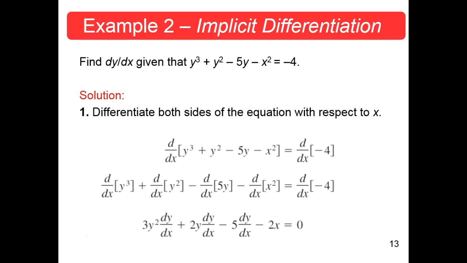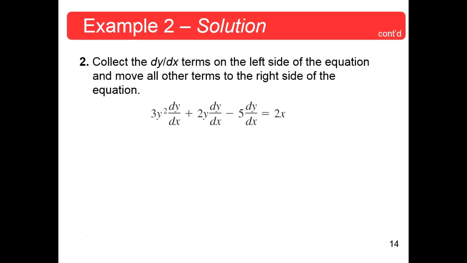What's next? Okay, add 2x to both sides, because it's such an exciting thing to do, but also you're trying to isolate the dy/dx. So get them by themselves, anything without them on the other side. So there we did it. Okay? Next.